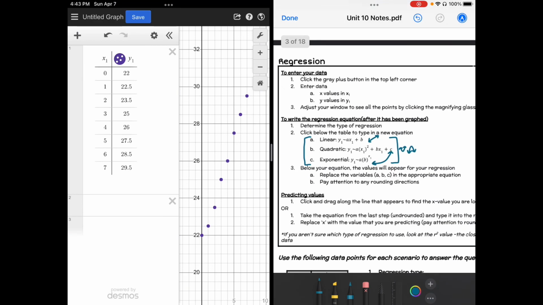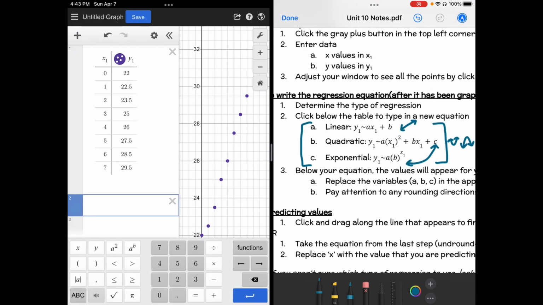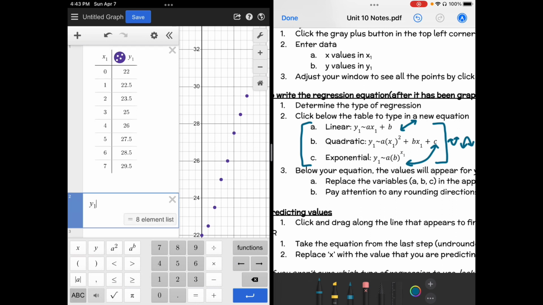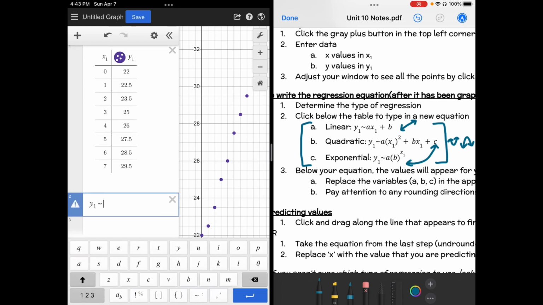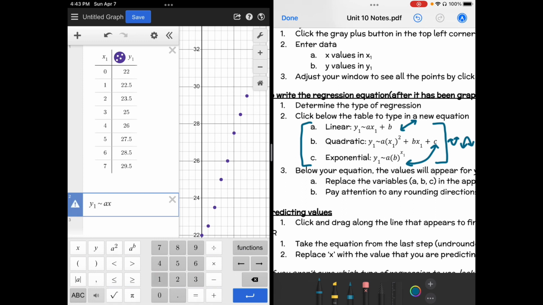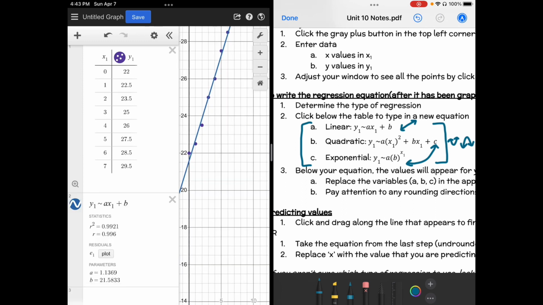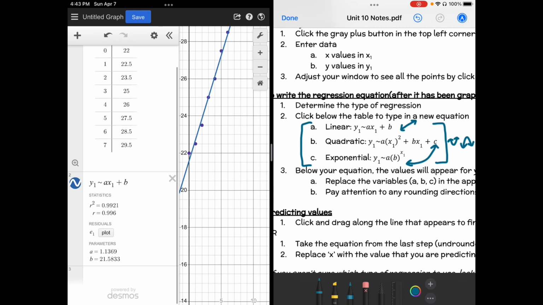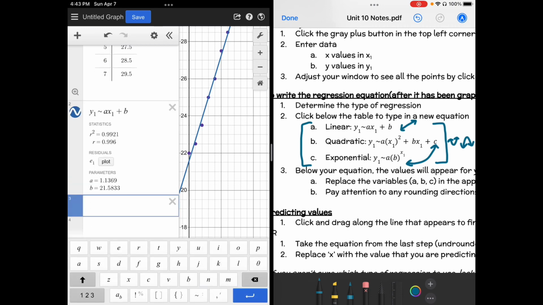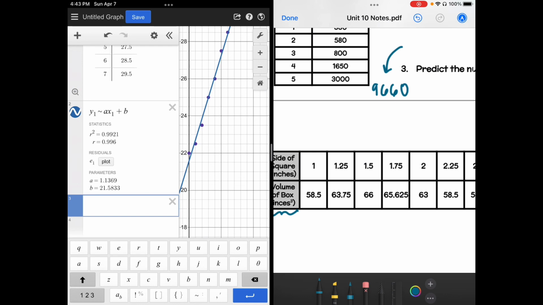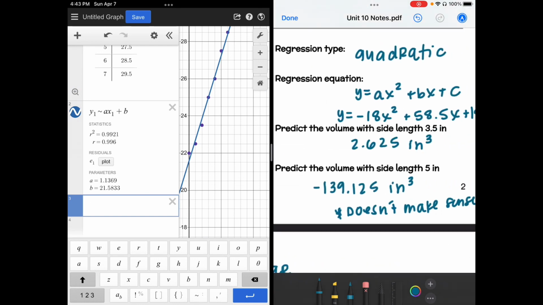And remember, on your previous page, you have what your linear equation is. So we're going to type that in. Okay, so you can tell that it fits pretty well. Our r squared is 0.99, which is what we're looking for. So we can go ahead and fill out what our equation is.